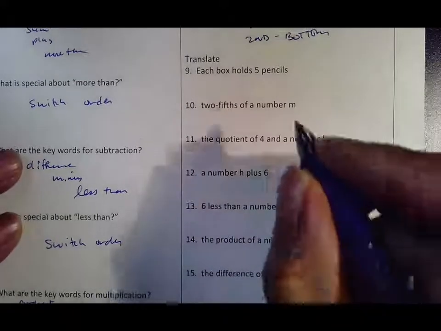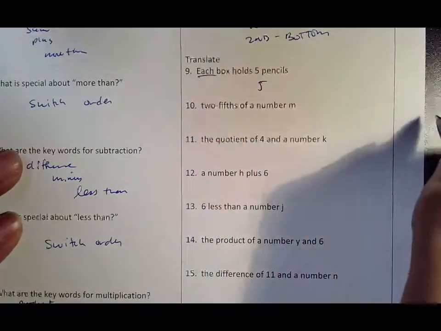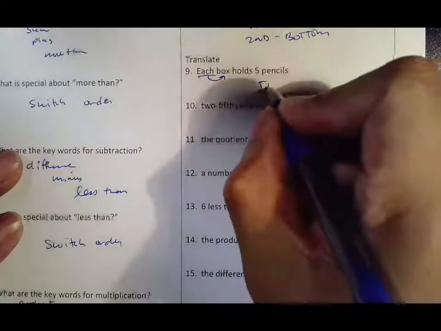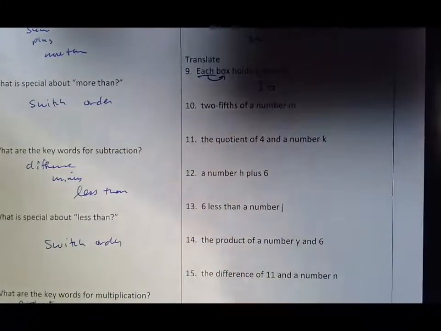Either way, each box holds 5 pencils. Remember that each means multiply. That means it's going to be 5 times something. The key with each, per, and every is that you want to say each what, since it's each box. It's 5B. Each box has 5 pencils.